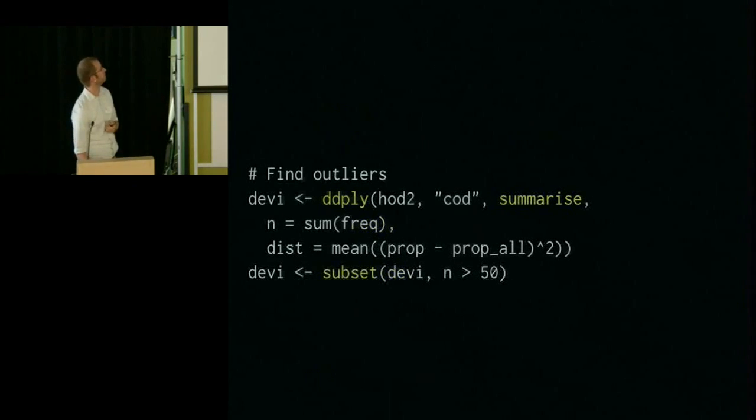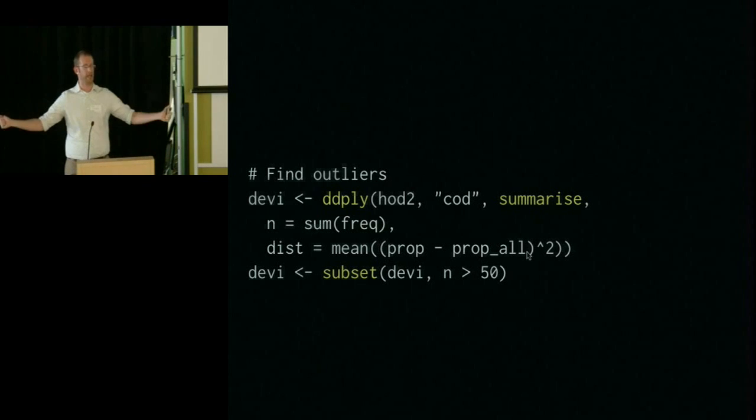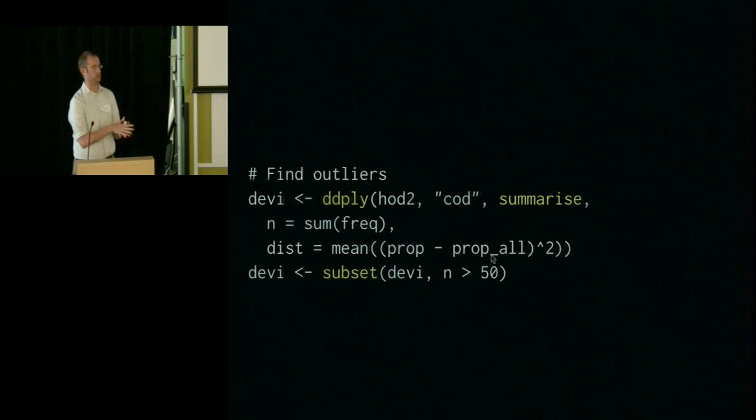So then what I'm going to do is, again, break it down by cause of death. This time I'm going to summarize it. So I'm summarizing each cause of death with two numbers: the total number of people who died of that disease, and then this distance, which is basically the average squared distance between the frequency for that disease at that hour and the overall frequency. So just a quick way of picking out ones that are far away, which should have high values, while ones that are close to the overall rate should have small values.